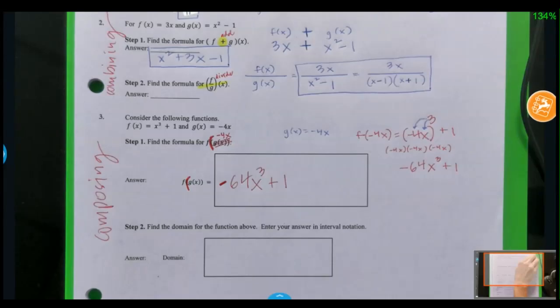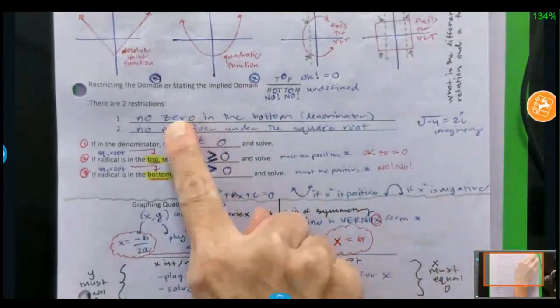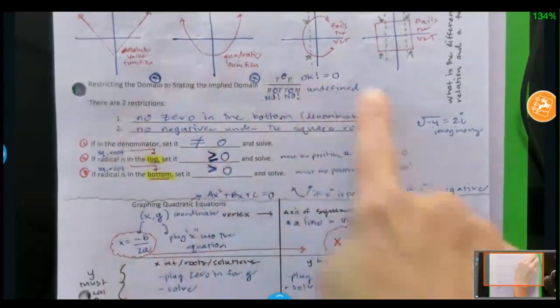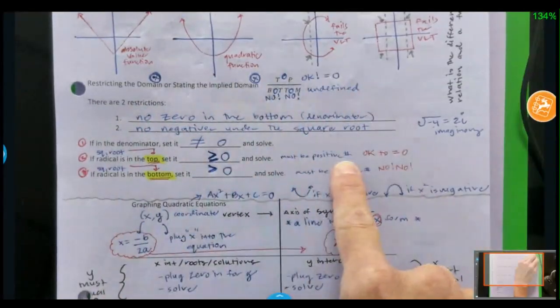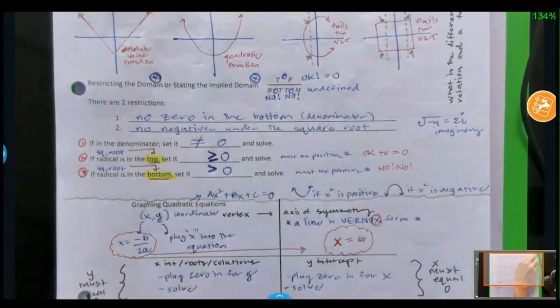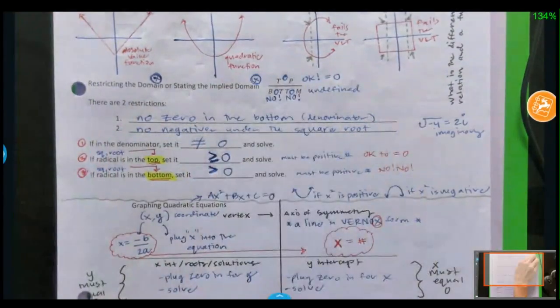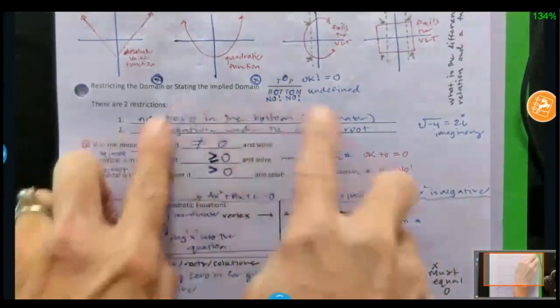Now, I told you a long time ago when we took these notes, first day of this unit, we talked about restricting the domain. There are 2 restrictions: no 0 in the bottom, no negative under the square root. And this is how you do it algebraically. We're going to use this for this particular problem, but I'm also going to show you how to do it graphically.